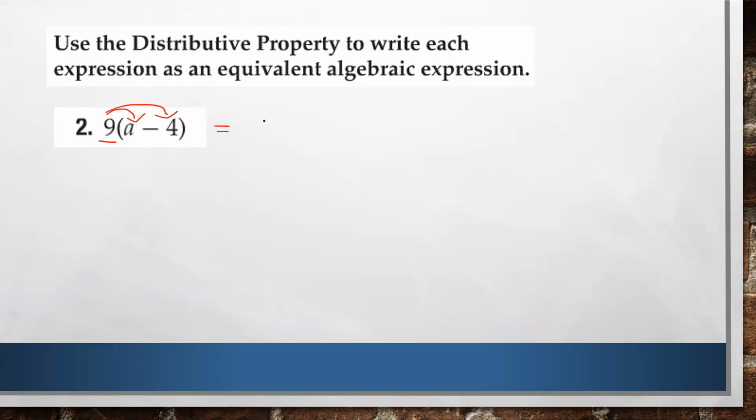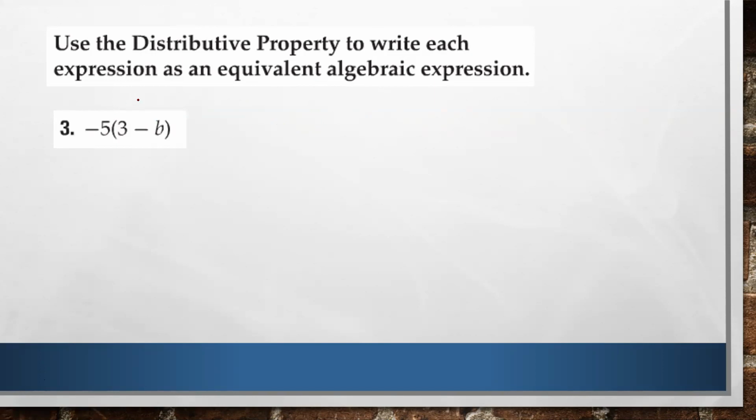So 9 times a, that's 9a. We don't know what a is, so we can't multiply 9 times a. And then 9 times, this is minus 4. So we end up with, we're going to be subtracting something, right? 9 times 4 is 36, okay? All right, so let's look at problem number 3.